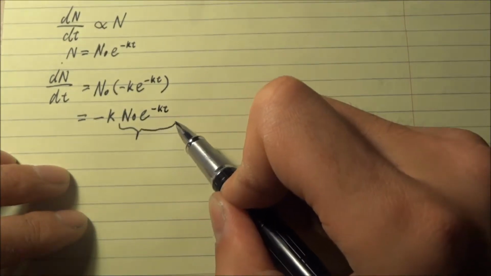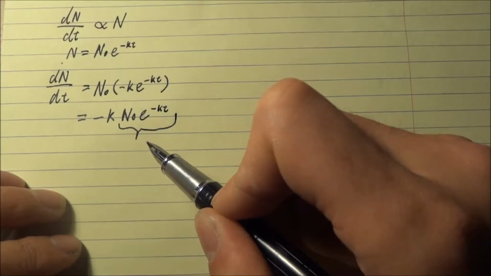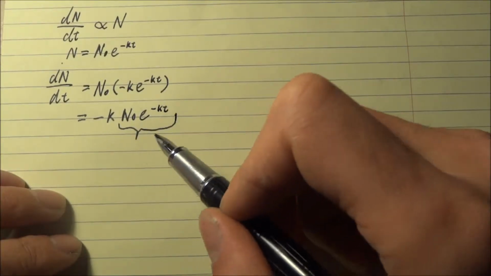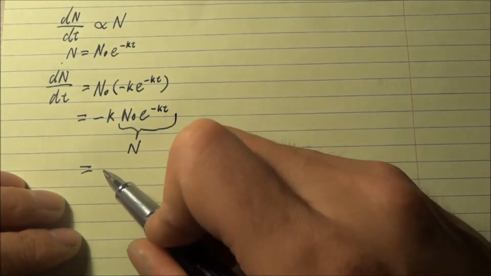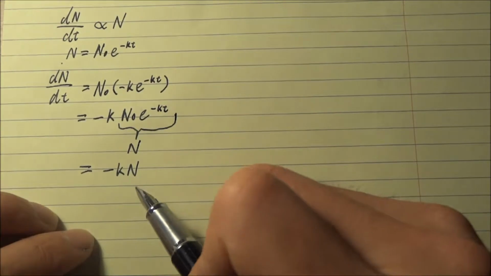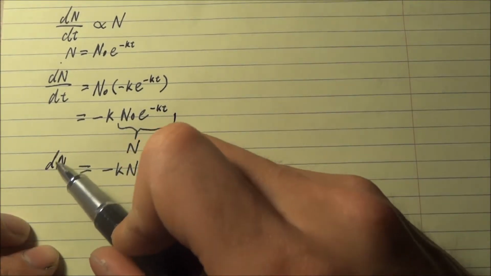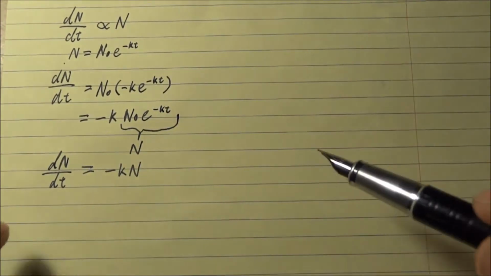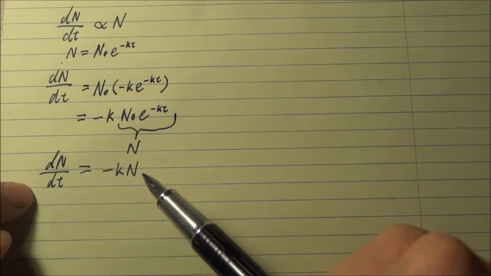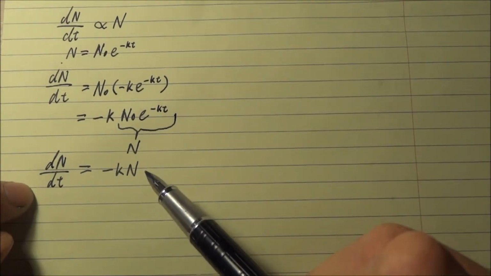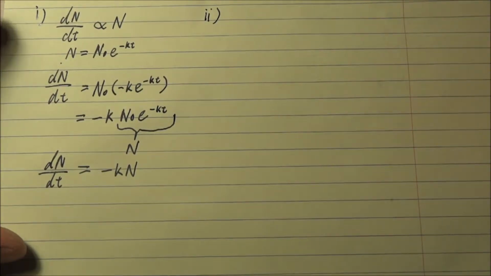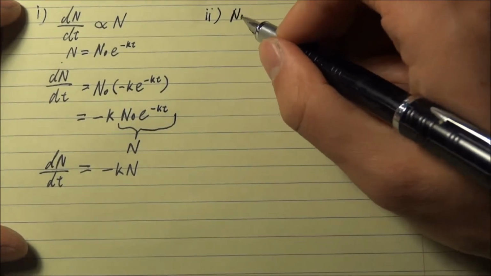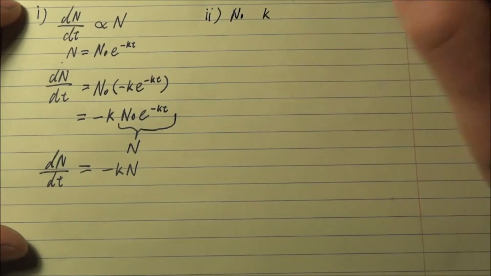Notice that this part, N naught times e to the power of minus kt, is in fact N. So we can say it's minus kN. And that's it, dN/dt. So the rate of change here is proportional to the total number. So that's part 1.